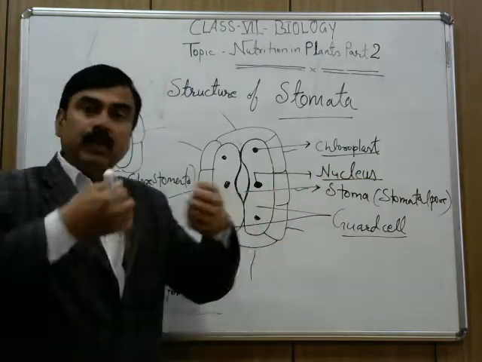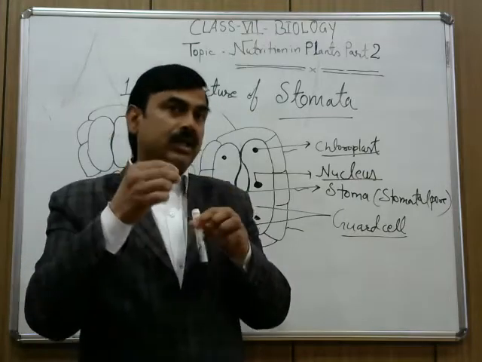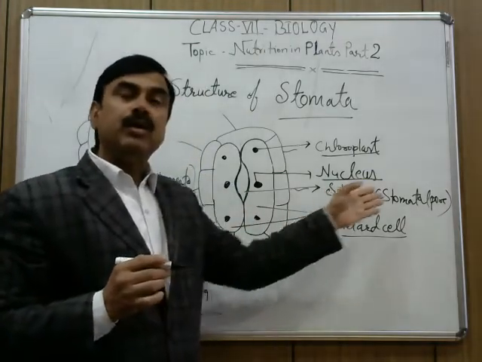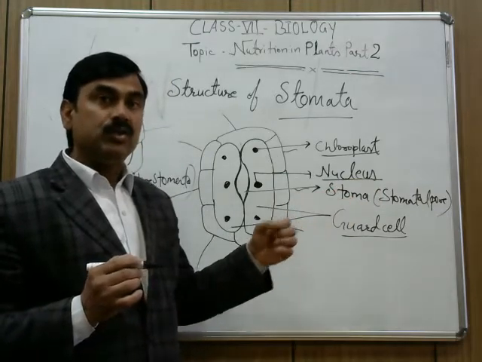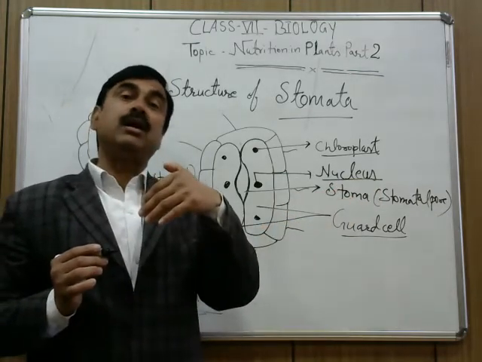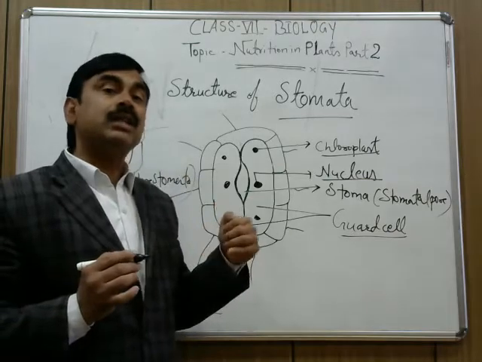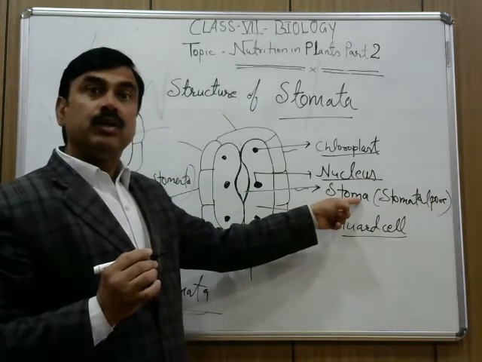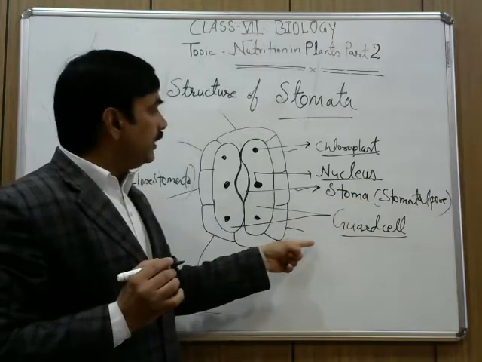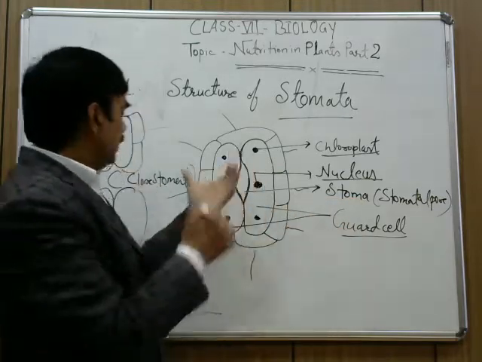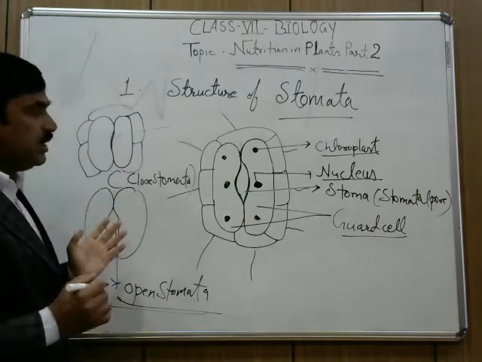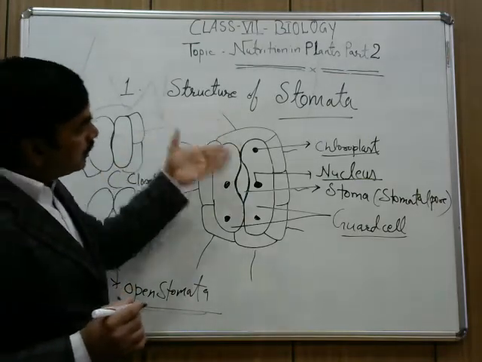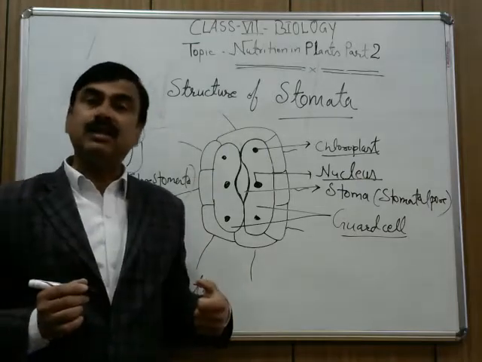And the pore, the aperture, is called stomatal pore or stoma. You should not confuse it with stroma, it is STOMA. The spelling should be correct. And the lower one is the guard cell. You can see these are the guard cells. So, in this lecture, the structure of stomata you have to understand.